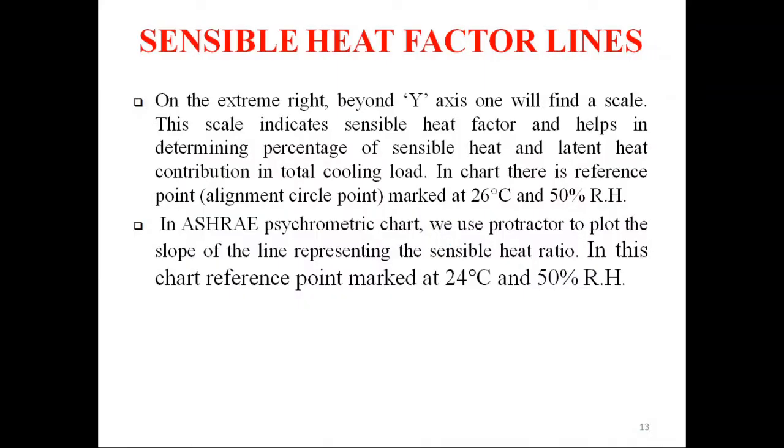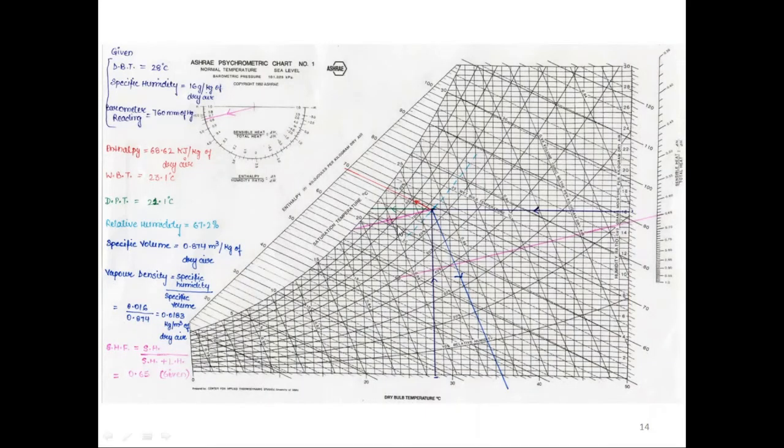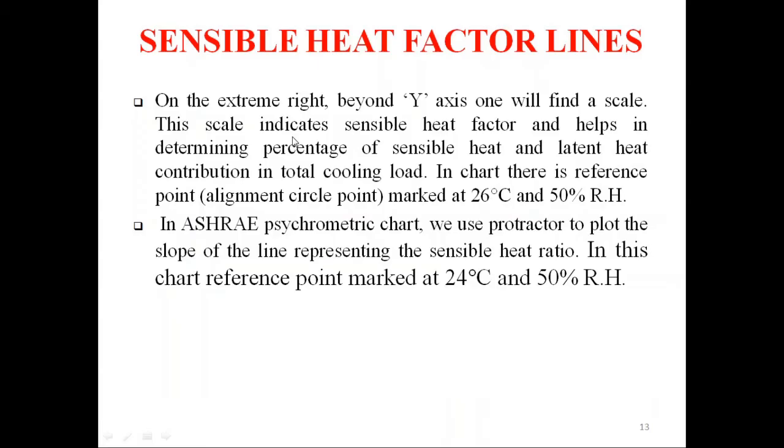In the X-ray psychrometric chart, we use a protractor to plot the slope of the line representing the sensible heat ratio. So this is the X-ray psychrometric chart. This is the protractor used for finding the sensible heat factor.